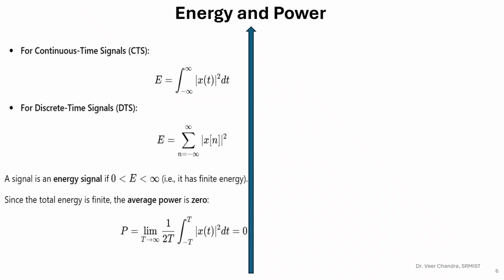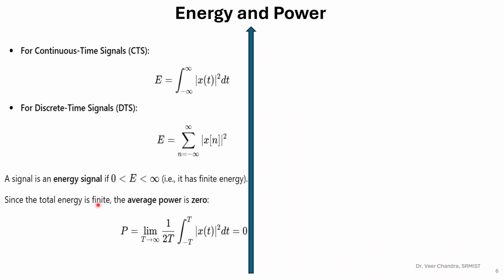Now let's find energy and power signals. First of all, how do you find the energy of any signal? Integrate from minus infinity to infinity the magnitude squared of x(t) with respect to dt. This is the energy. And for power, you have to divide by the average, that is 1 by 2T, where T is your time period.